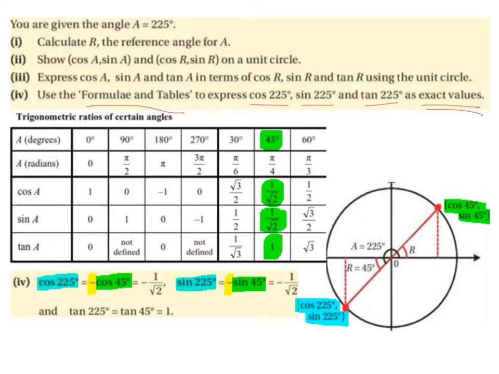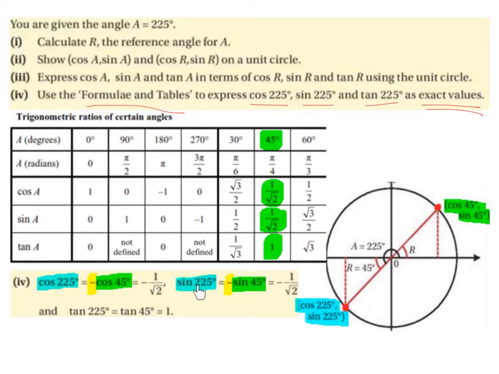And then we've got our cos, sine, and tan values. So we want to go to cos 45 degrees. So this row here matches up with cos of A. And this is 45. So 1 over root 2 is what we're looking for. Remember, we've got a minus in front, so we get minus 1 over root 2.